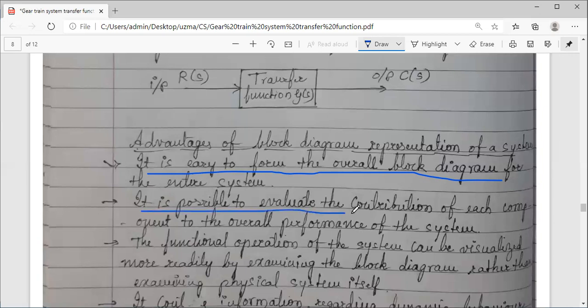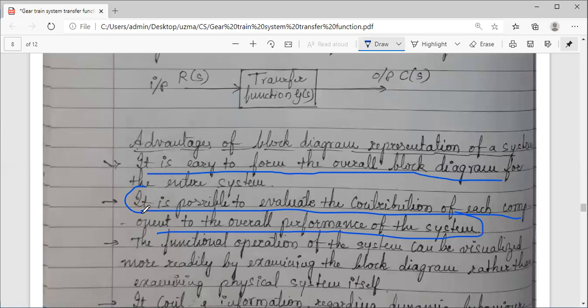It is possible to evaluate the contribution of each component to the overall performance of the system. As we said, block diagrams are used for both linear and non-linear systems. For linear systems, the law of superposition should hold good. In the sense that if the input is the sum of different inputs, the output will also be the sum of the different outputs corresponding to those inputs. So x1, x2, x3 are the inputs, and correspondingly y1, y2, y3 will also be summed.